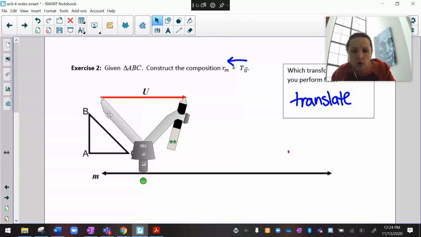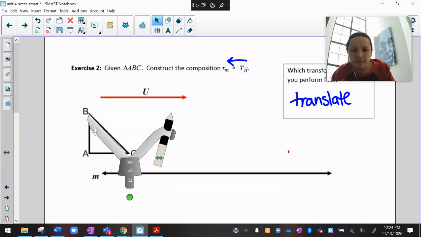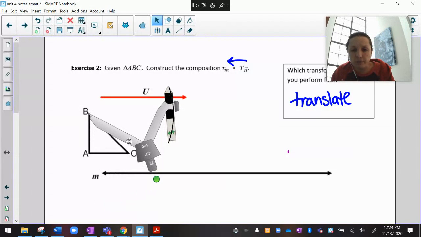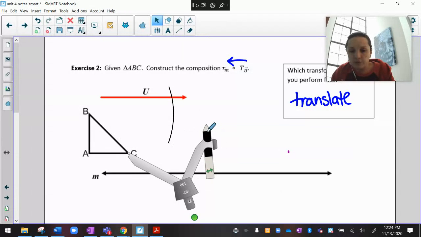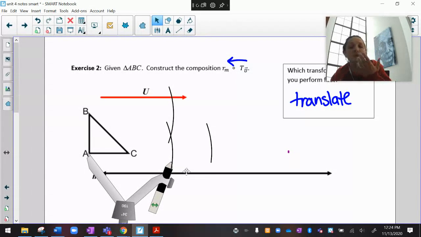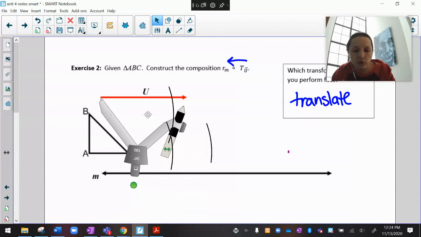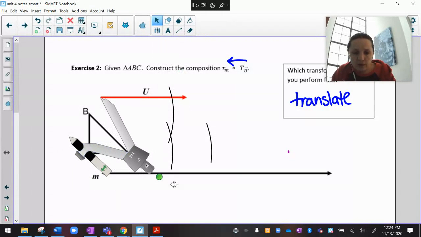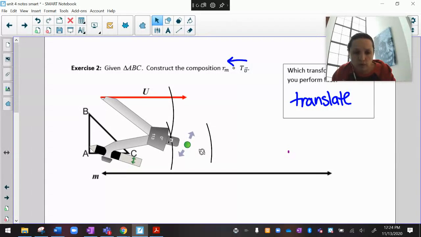Open my compass to as long as U. And then I'm going to draw an arc from A and B and C. So there's my arc from B. There's my arc from C. And there's my arc from A. All right, so they're all going to go this way. And then last but not least, remember, translation is a slide. So here's the slide part. I'm going to put the pokey part on U. I am going to open up my compass so that it touches A. All right, so I'm opening up from the end of U to the end of A.